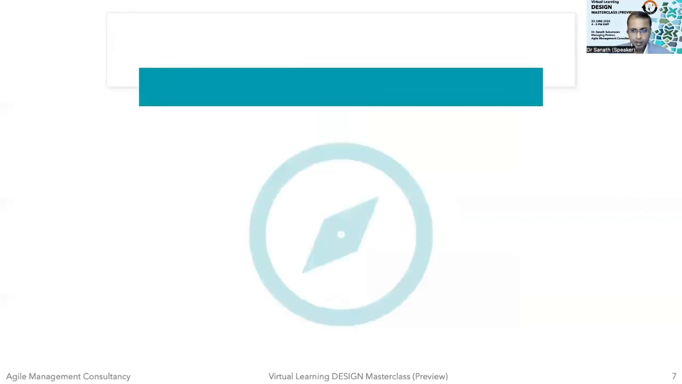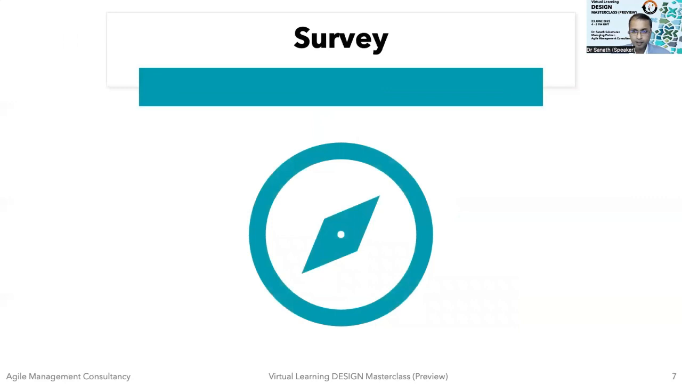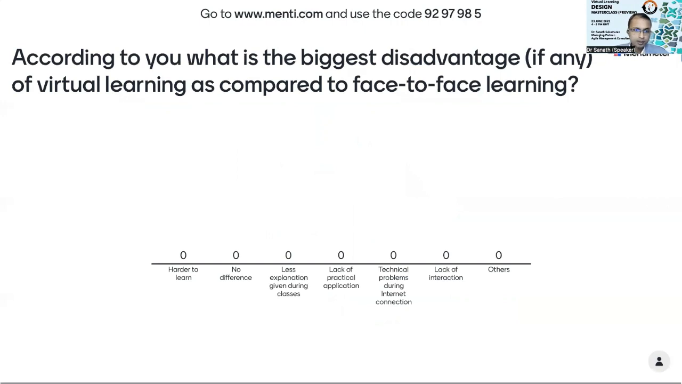Now, I want to start with a quick survey, and it's nice to get your views as well, what you think about things. I would like you to take your mobile device, your handphone, and get on to this link, menti.com. And if you can key in this code, 9297985. And all I need you to do is to put in your response to that.